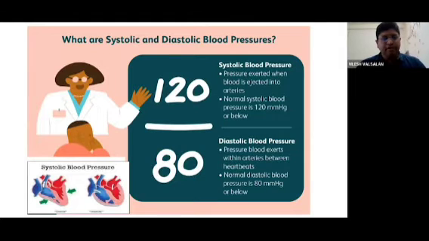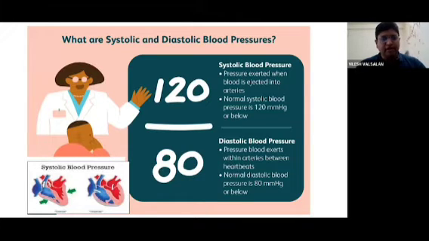So what do we have in blood pressure? We have got systolic blood pressure and diastolic blood pressure. As we normally write, for example, normal blood pressure as 120 by 80, the 120, which is on the top, depicts systolic blood pressure. It's the pressure exerted when blood is ejected into the arteries. The normal systolic pressure is around 120 millimeters of mercury.